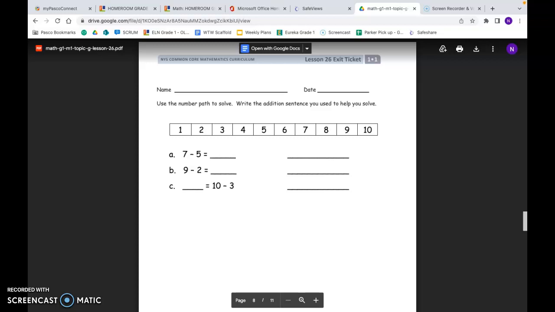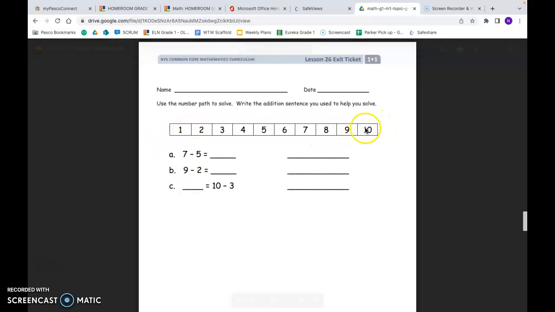Hi friends, this is your lesson 26 exit ticket. So this right here is our number path. You should have learned about that in your learning video. This is a tool that you can use to help you when solving these subtraction sentences.